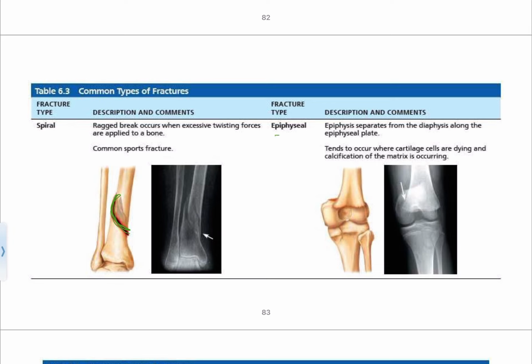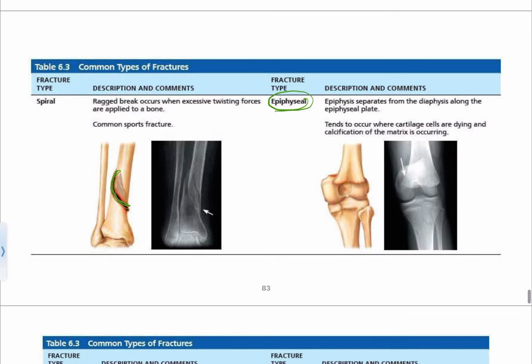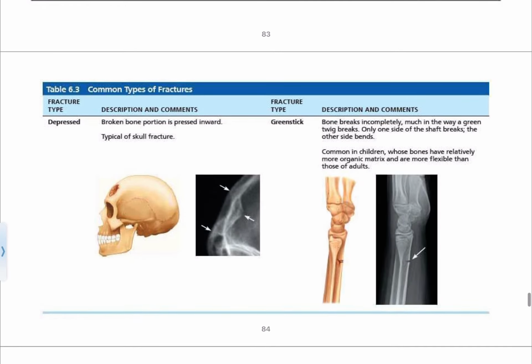We have an epiphyseal fracture, which is probably the most painful type of fracture, where we have actually separated our epiphyses from our diaphyses along that epiphyseal plate. The fifth type of fracture I want you to be aware of is a depression or a depressed fracture, and this is where we actually have our bone being pressed inward. So say, for example, this person got hit in the skull with a baseball. It would leave a depression fracture right there. Typically in the skull is where we're going to get these.